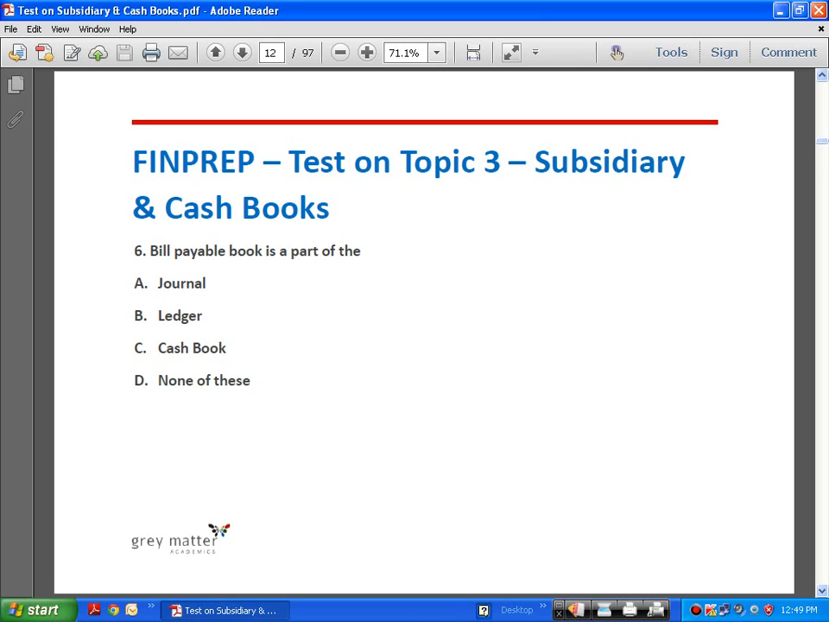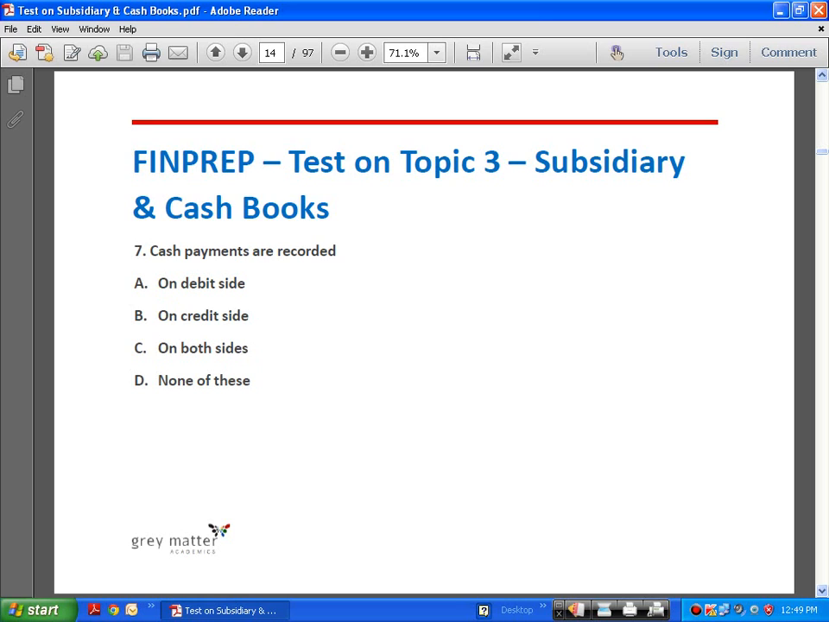Next, bills payable book is part of the journal. As I told you earlier, journal can be broadly classified as the goods journal, the cash journal, the bills journal, and the journal proper. So bills payable book is part of the bills journal, to be specific. So answer is A.